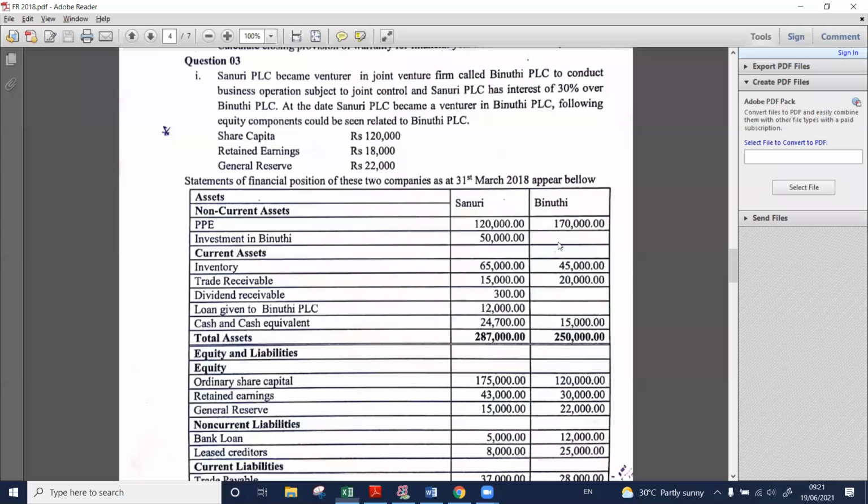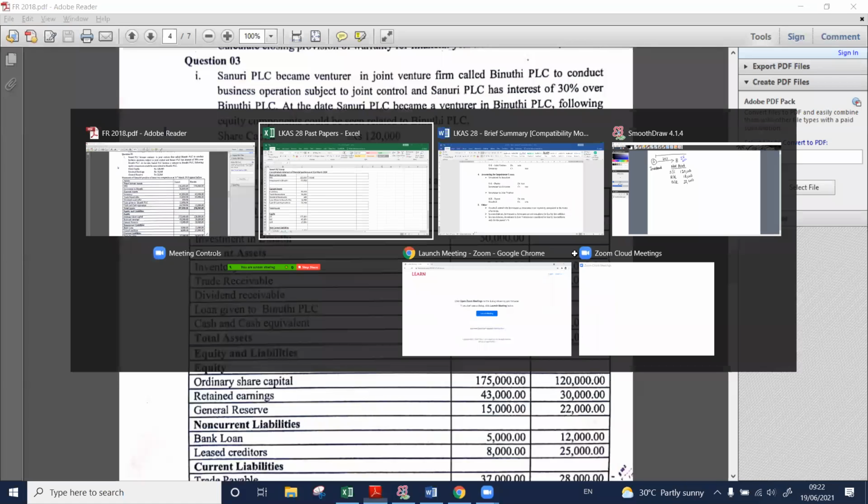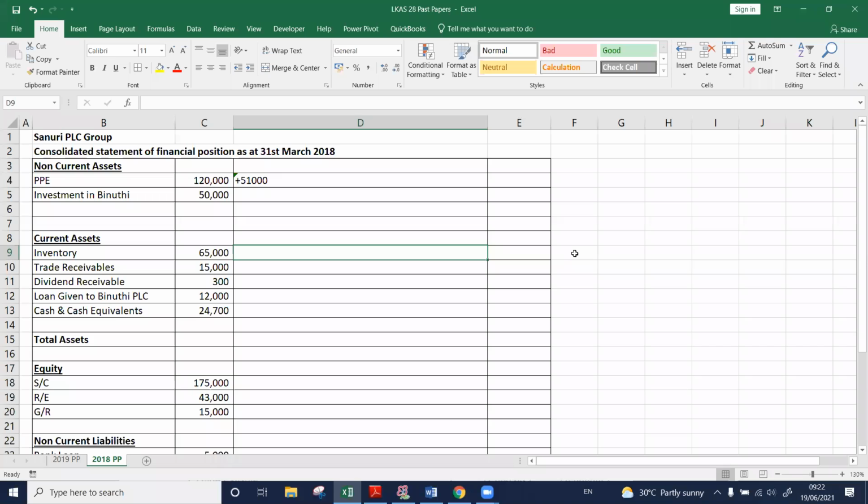Investment in Binuti, no figure here. Inventory, we have 45,000. Out of this 45,000, we need to consider 30% for the line by line addition purpose. It means 13,500. Here we need to add 13,500.